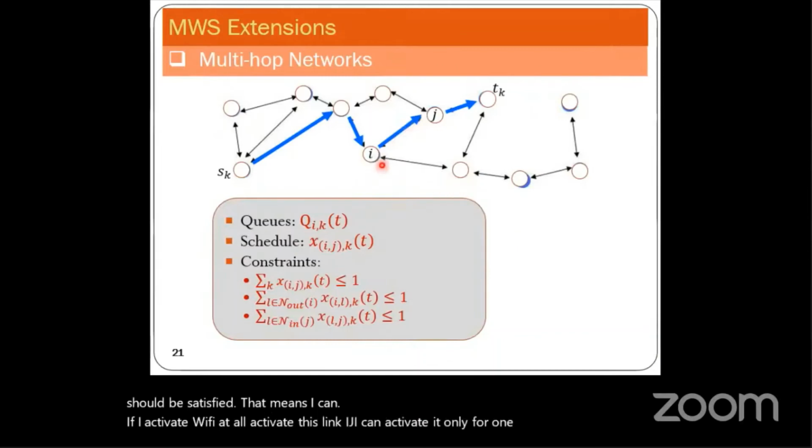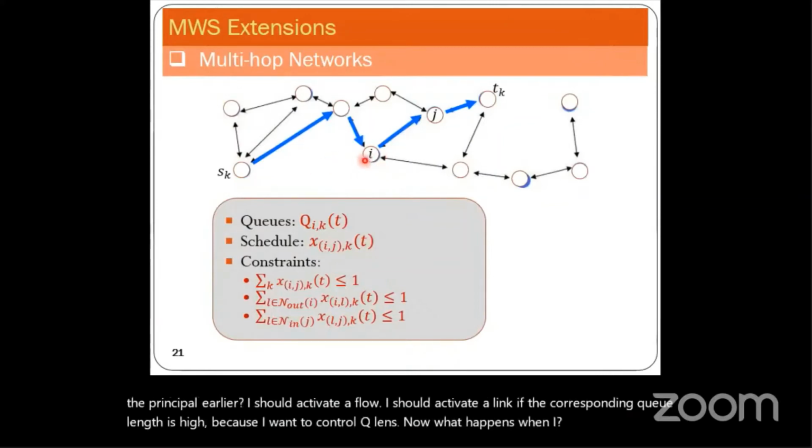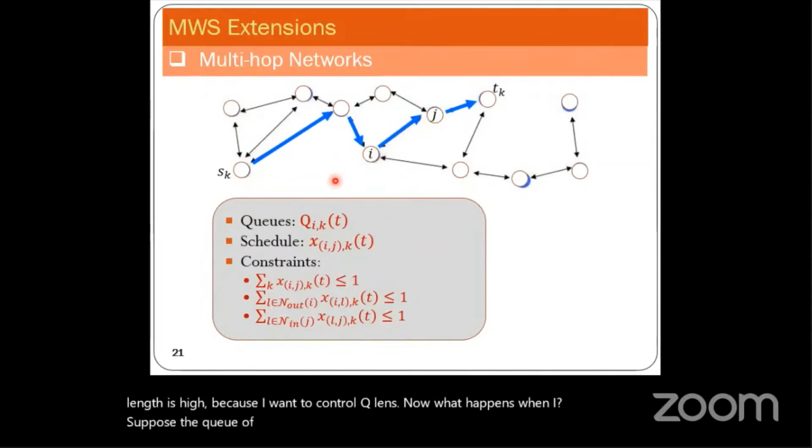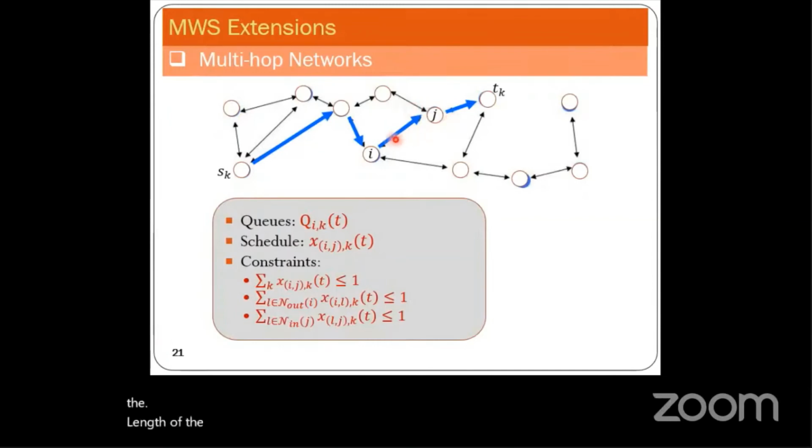Now, see what the principle was earlier. I should activate a link if the corresponding queue length is high, because I want to control queue lengths. Now suppose the queue of the flow at node i is high, and I activate it. It's true that this queue gets flushed by a packet, but that packet adds to the queue here at j. So if the queue here is big, I should activate this link. But if the queue here is also big, I should not add to the length of the queue, right? So I should take that also into account.